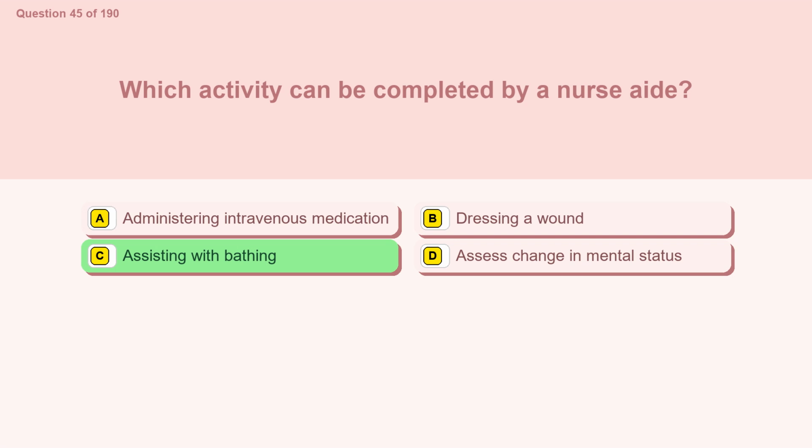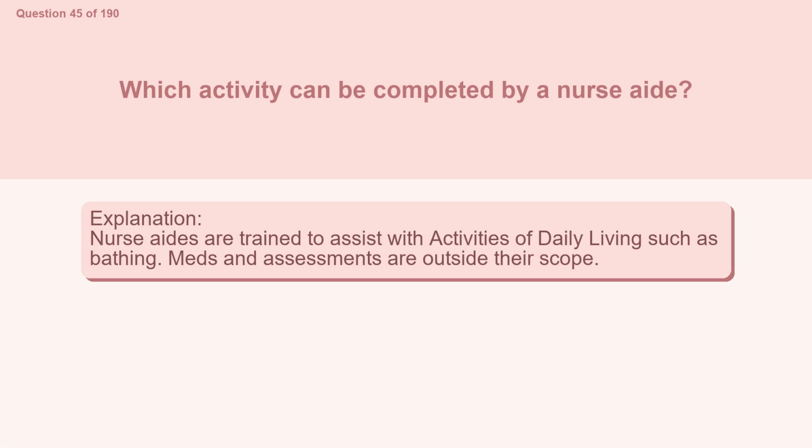The correct answer is option C, assisting with bathing. Nurse aides are trained to assist with activities of daily living such as bathing. Meds and assessments are outside their scope.